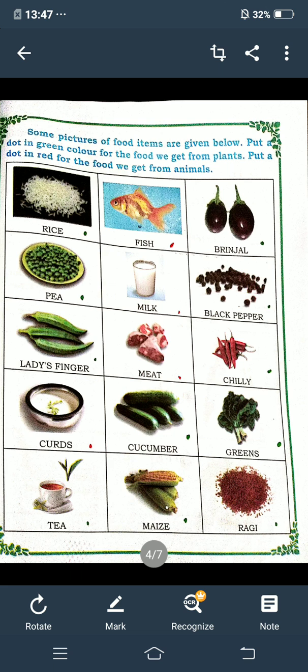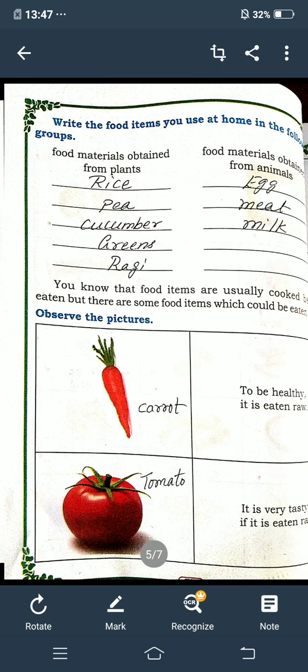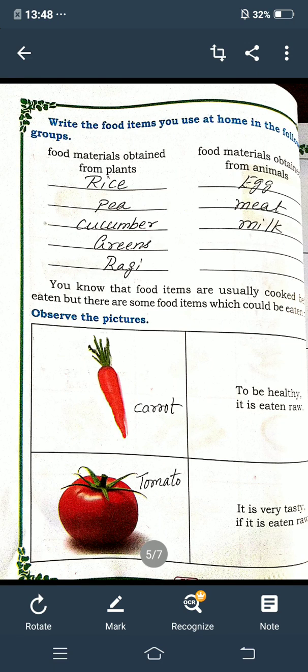Okay children. Next, write the food items used at home in the following groups. So food materials obtained from plants. So what are all the things we use at home from plants? So what are the food items we prepare and we keep at home? We must write there in the dash. So food materials obtained from the plants.